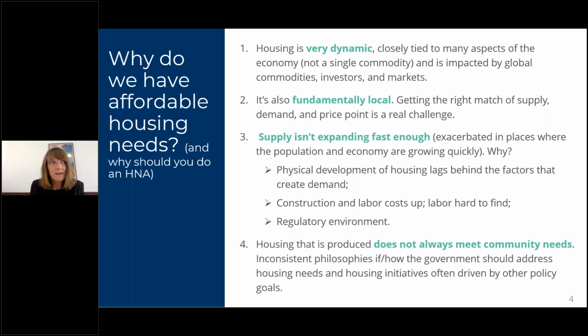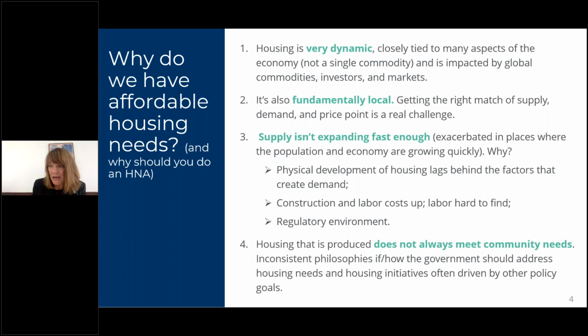I think it goes without saying that supply isn't expanding fast enough. Why is that happening? That's because, again, all the ingredients that go into producing housing lag considerably behind the factors that create demand, which is a person moves into a community, a worker moves into a community because they got recently hired. That could happen within a week, whereas the development of a housing unit to accommodate them may take 6 months or longer if you're starting from scratch from that approval process within a community.